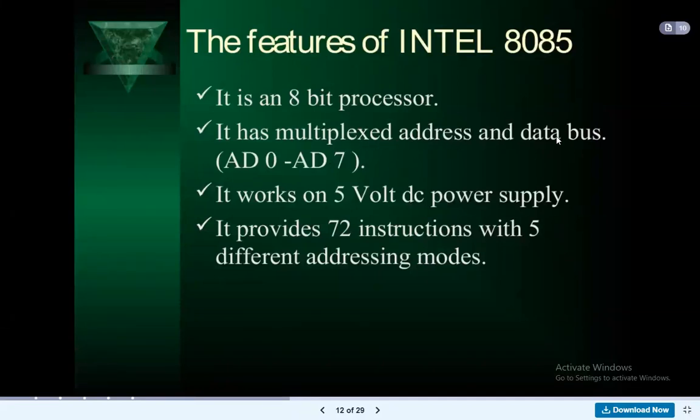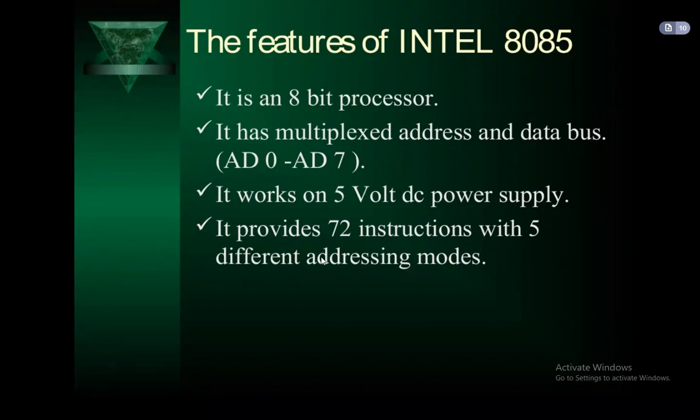That is a multiplexed address and data bus. It works on a 5 volt DC power supply, and the microprocessor 8085 provides a total of 72 instructions with 5 different addressing modes.